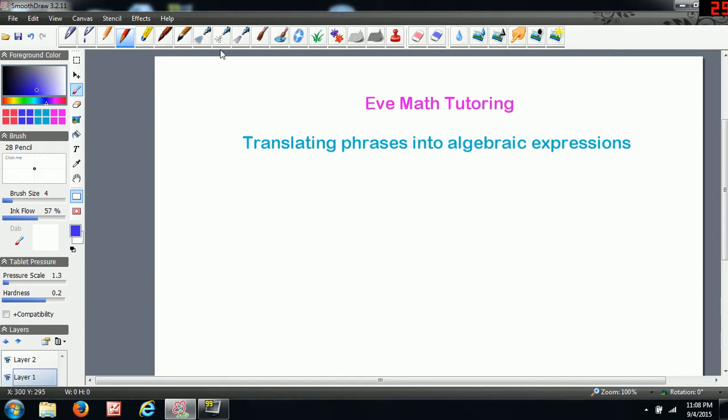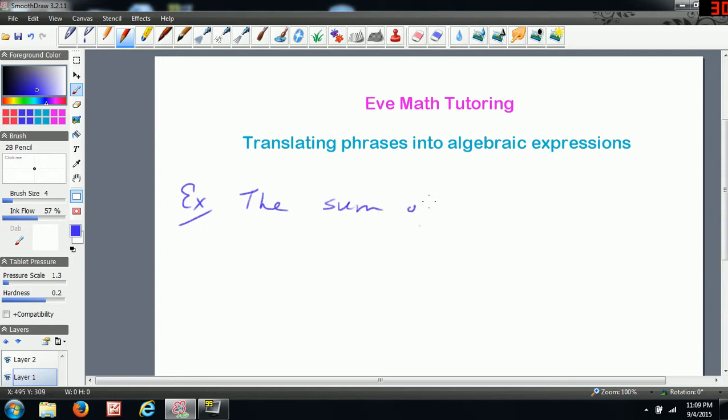Today's lesson is on translating phrases into algebraic expressions. When you're translating a regular English phrase into an algebraic expression, you have to look at each example separately, read that example, and then change that specific example into an algebraic expression. So let's start off with the following example.